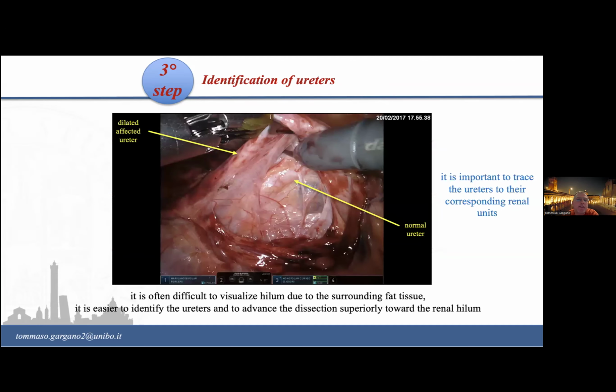It's often difficult to visualize the renal hilum and the hilum of both moieties due to the surrounding fat tissue. So we suggest to identify both the ureters first and to advance the dissection superiorly towards the renal hilum. So it's important to trace the ureters first and follow them until the corresponding renal moieties.